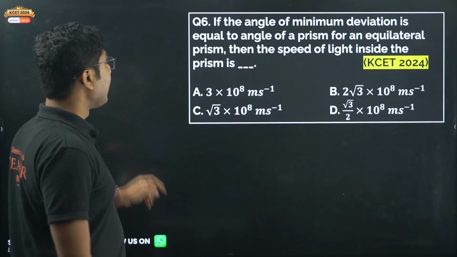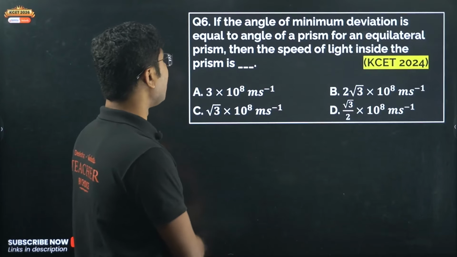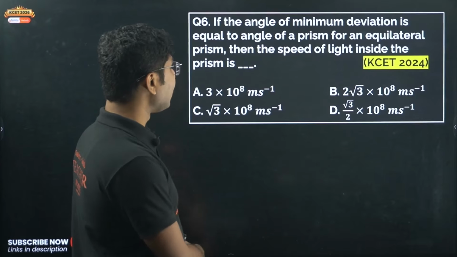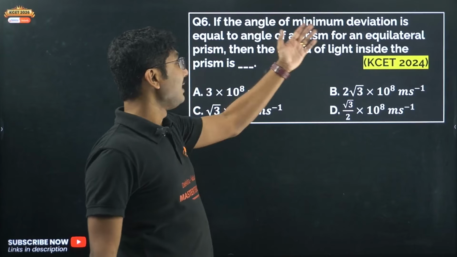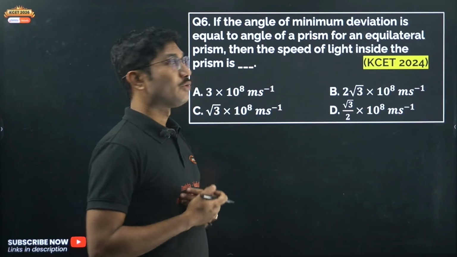Next question, if the angle of minimum deviation is equal to the angle of prism for an equilateral prism, then the speed of light inside the prism is. Very interesting question. Suddenly from angle of minimum deviation they are asking you speed of light. So what is the relation?